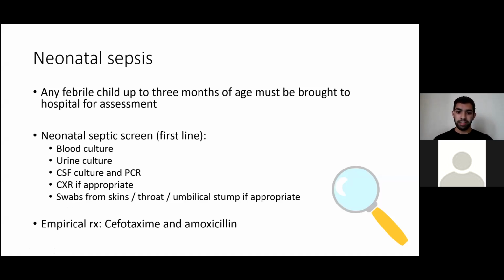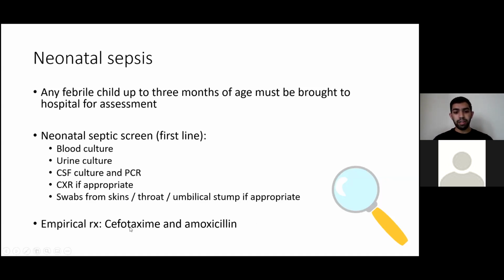So if you think there is a bit of skin or somewhere else that is infected, you would swab those areas. Now, your empirical treatment. So for neonatal sepsis for newborns, you guys will have learned it's Ben, Pen, and Gent. But if you are at all worried about meningitis, and especially as they've come out of hospital now, most hospitals will have empirical treatment of cephalosporin and amoxicillin.